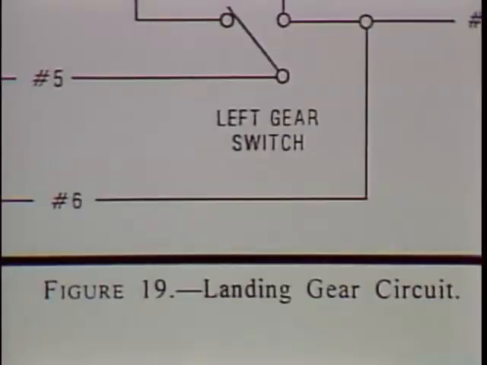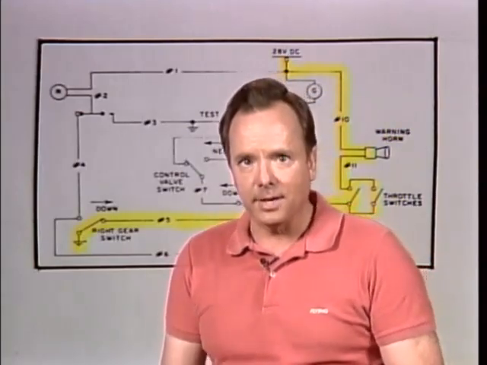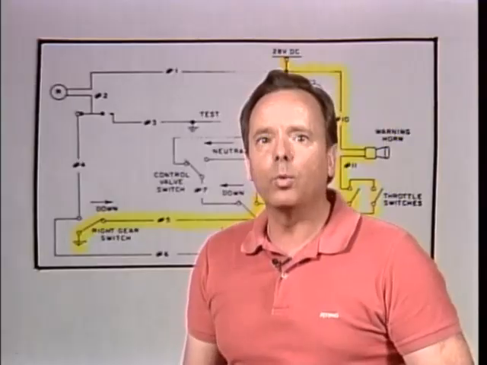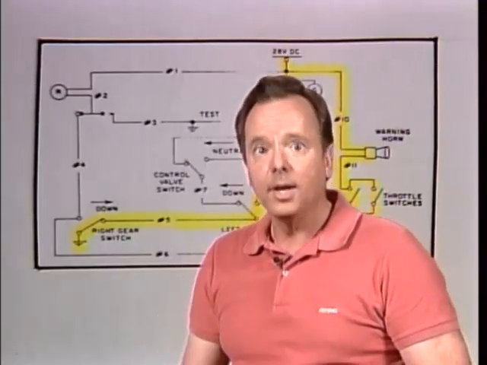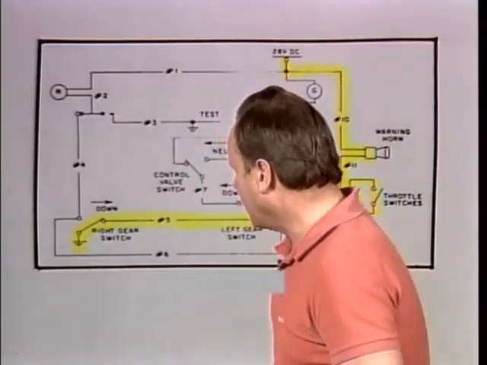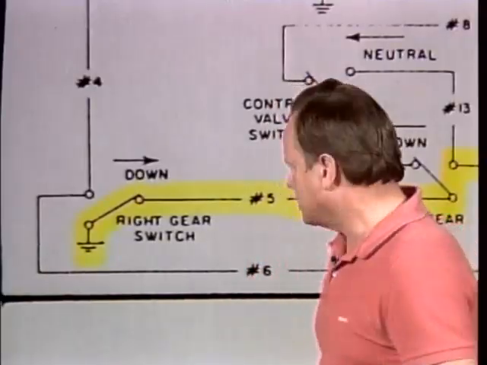Now let's take a look at figure 19 and take a look at some questions we're going to ask about figure 19. Here's an answer to one of the questions. Let's follow it through and see if we can make some sense out of it. The answer is the condition which will provide a ground for the warning horn through both gear switches when the throttles are closed is only the condition that when the left gear is up and the right gear is down. Now there are other ways for the warning horn to sound, but this is the only way that it uses both gear switches. Let's take a look at it.